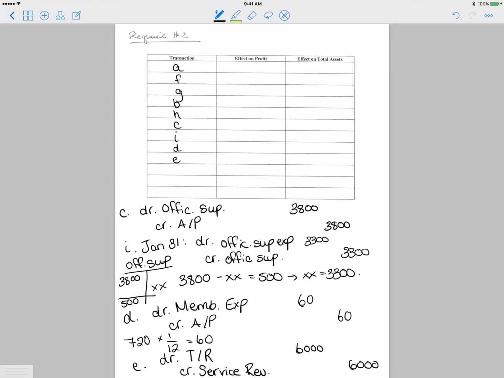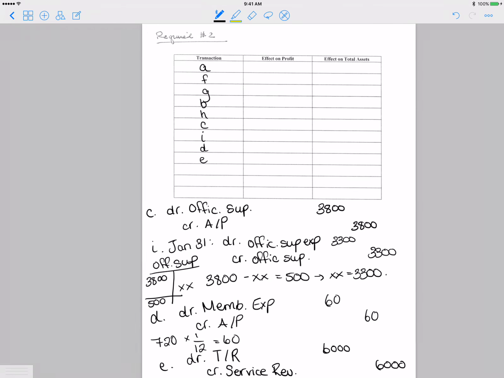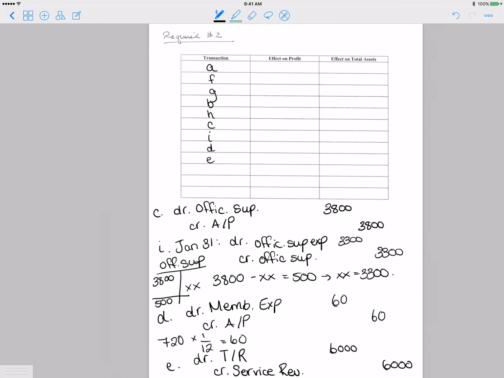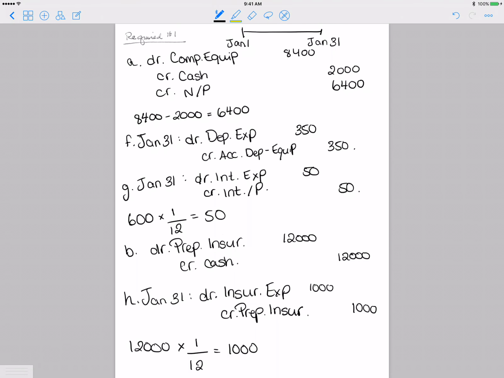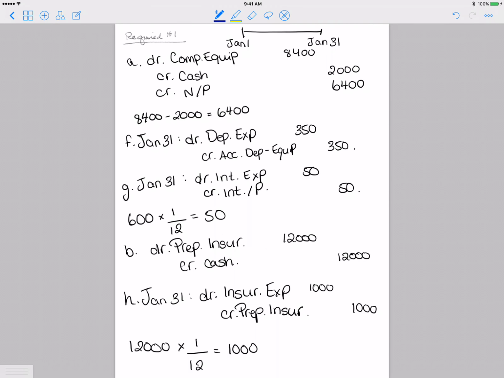So I'm not going to flip back and forth again, but as you can see, for part number 1, we're looking at the computer equipment purchased. So we know for A, there was no effect on profit, for the simple reason that we are dealing with the effect on assets here. We have a computer equipment that was purchased, increasing our assets. We have cash here, which decreases our assets, and a note payable, which increases our liability.